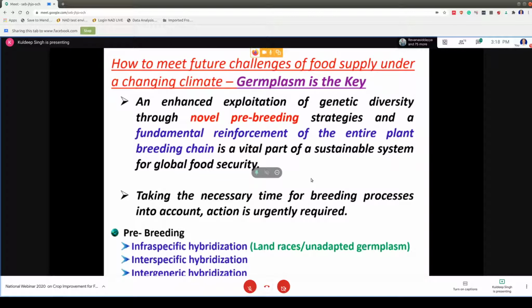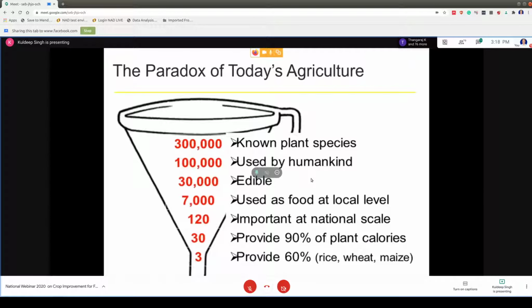This may not become clear to most of the students, but it is very important to say that if you really need to bring in more genes, be it for high productivity, biotic stress resistance, abiotic stress tolerance, nutrition, or quality, you have to bring them from genetic resources which are scattered and which per se may not be very high yielding. You have to look for those, and that's why we say a complete reinforcement of the entire plant breeding chain is required if you want to achieve those goals.